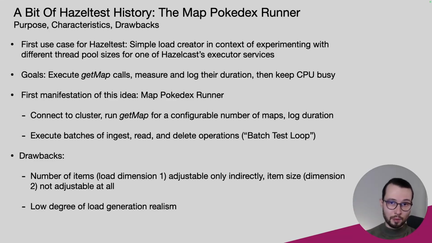The second drawback of the map Pokedex Runner is in combination with the test loop functionality it had back then, which is today called the batch test loop. Let's be honest, a real-world client of Hazeltest wouldn't just ingest its entire data set and then read it back all at once and then delete some of them and then rinse and repeat and always execute these 3 batches in a row over and over again. It was simple and sufficient for the use case I had back then, but the degree of realism of that kind of load generation simply wasn't very high.